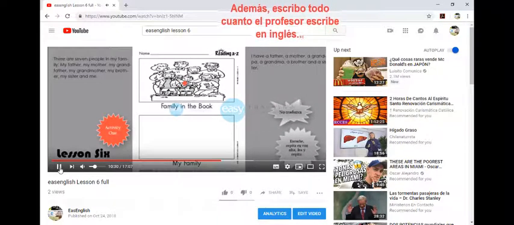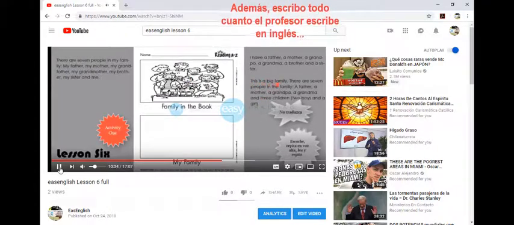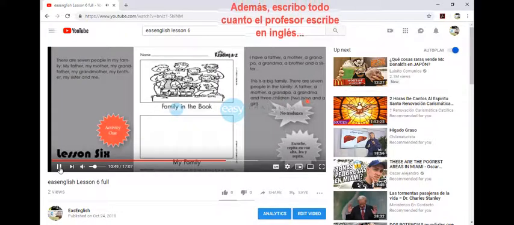You see? Ahora lo voy a escribir. Here you are. This is a big family. There are 7 people in the family. A father, a mother, a grandpa, a grandma, and 3 children. 2 boys and a girl.